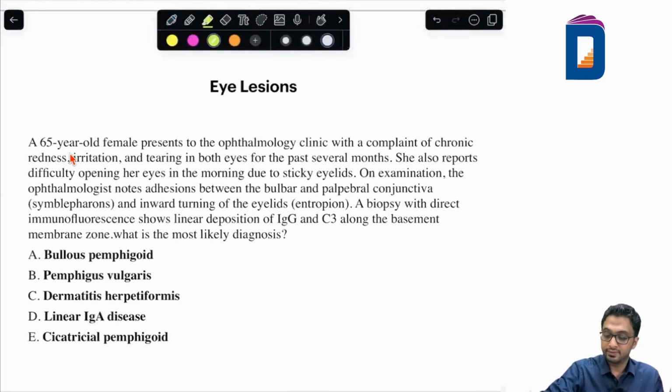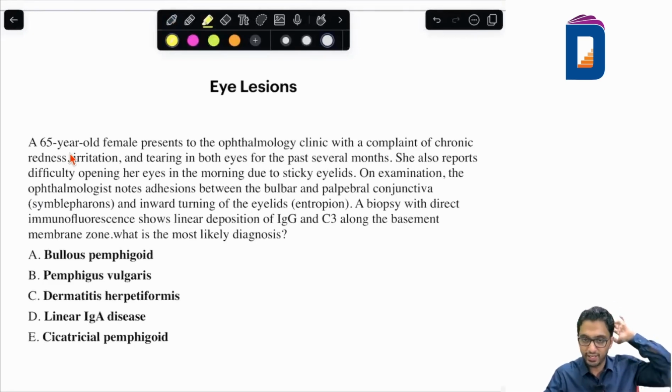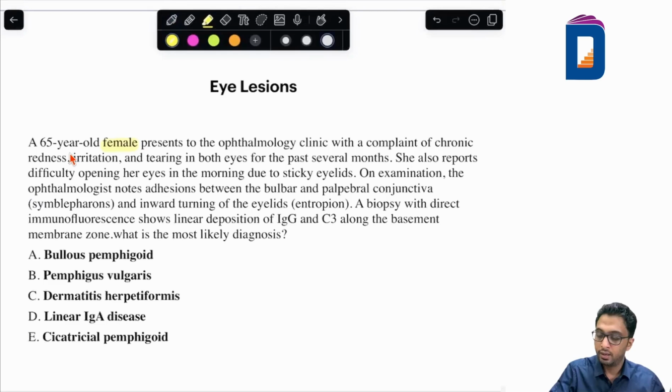Now this is another question. Again, I need you to read it, identify the key point, which will click you, and then answer it. A female patient, again, it's not significant unless you find the key point, presents to the ophthalmology clinic complaining of chronic redness, irritation, and tearing in both eyes. Tearing means it's a tear. For the past several months, she also reports difficulty in opening her eyes in the morning due to sticky eyelids. Very typical feature, but I'm sure you will not recognize this as of now.